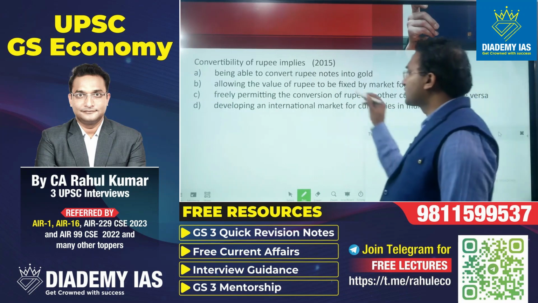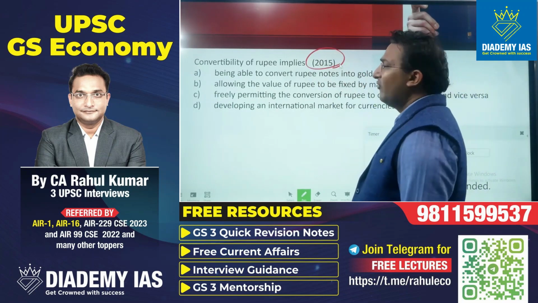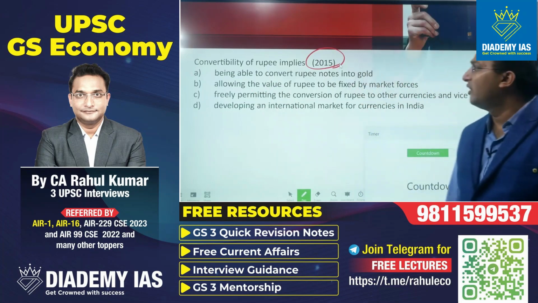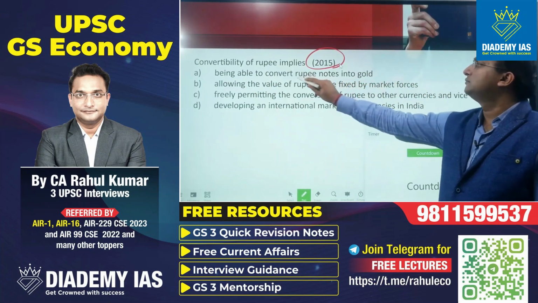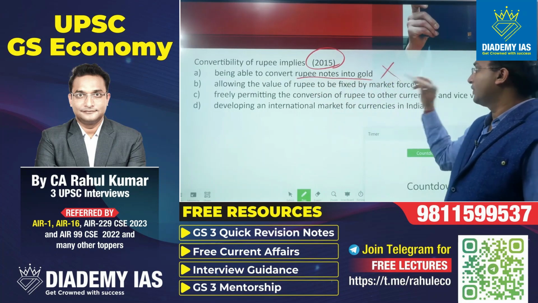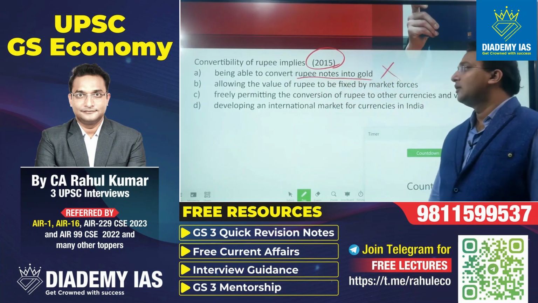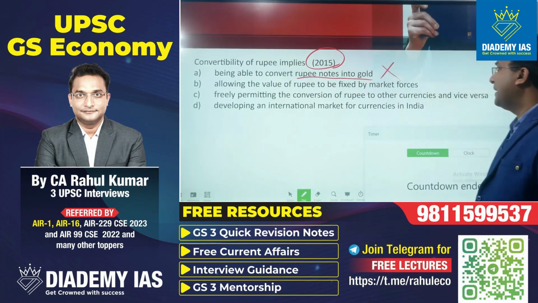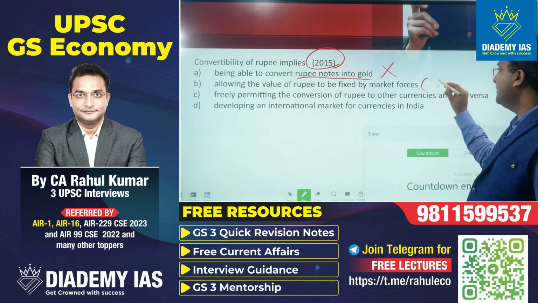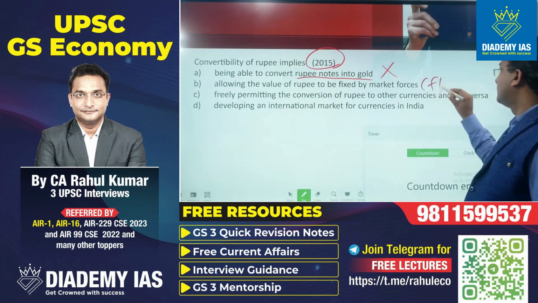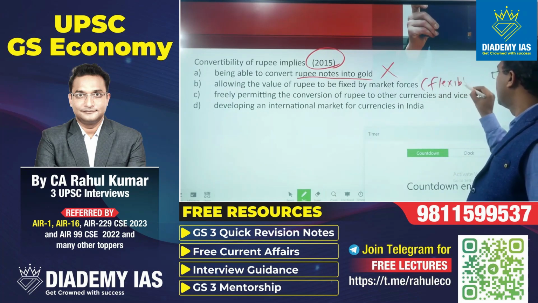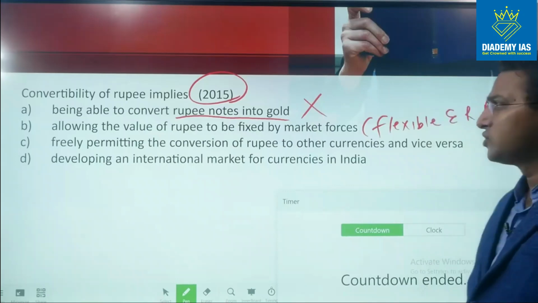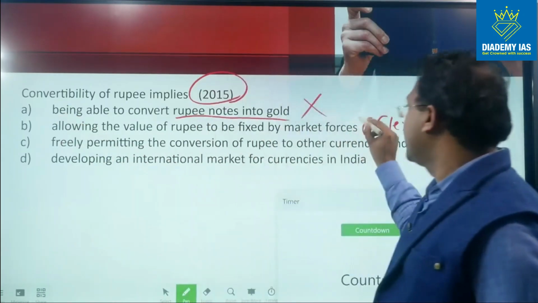So this question was asked in 2015. Convertibility of rupee implies: option A, being able to convert rupee notes into gold. This is completely wrong. Option B, allowing the value of rupee to be fixed by market forces. So this is basically the flexible exchange rate regime. So this is also not convertibility.